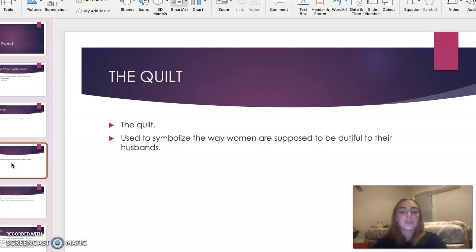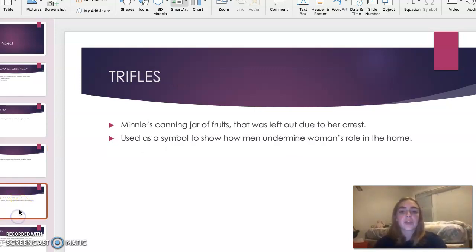Lastly, Glaspell uses trifles in the story as a way to symbolize the wife's role as a homemaker. As the Halls and Peters were searching through the Wrights' home after the murder, they noticed that Minnie's canning jars of fruit were left out. The men overlooked it as a mess that Minnie had left out after being arrested, but the wives were concerned that the jars of fruit would go bad after being left out overnight in the cold.